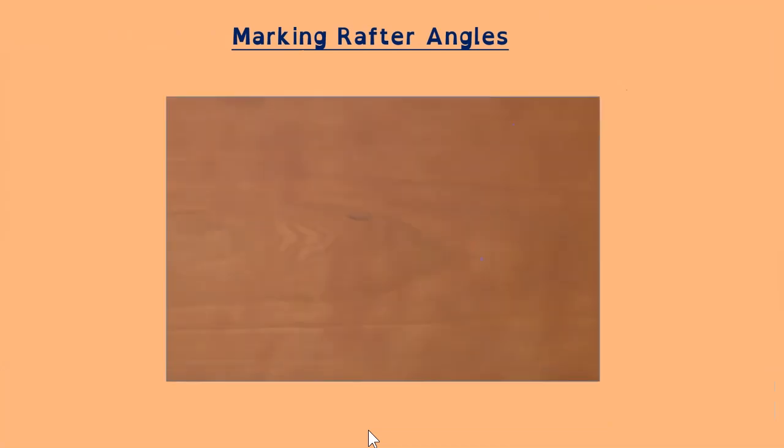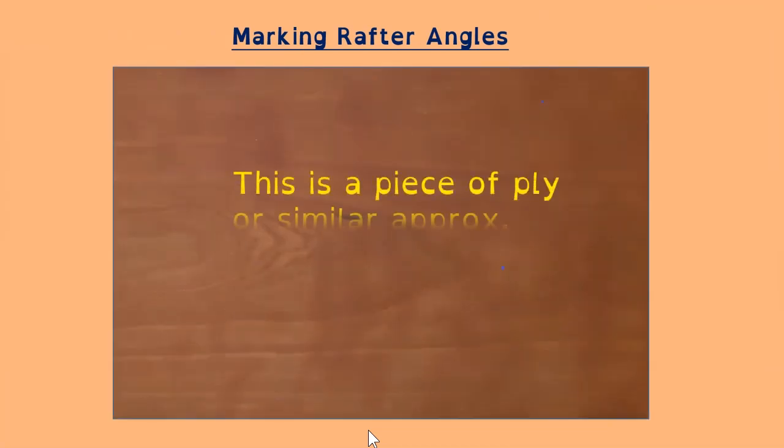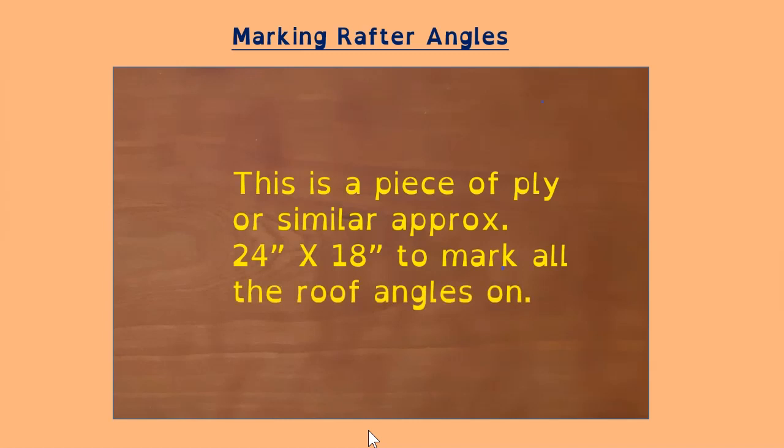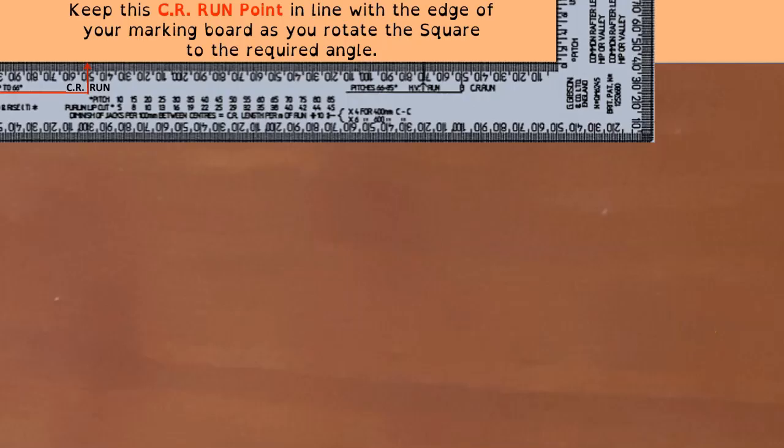So typically I tell apprentices to get a sheet of plywood, maybe a sheet of melamine preferably, because you can see the pencil lines easier on it, and typically the same as a drawing board, shall we say, same size, and mark all your angles on that.